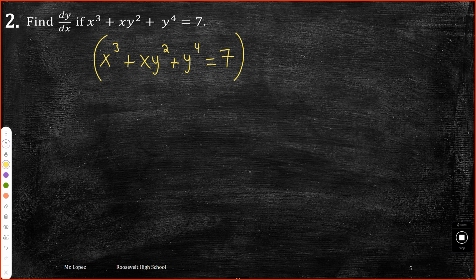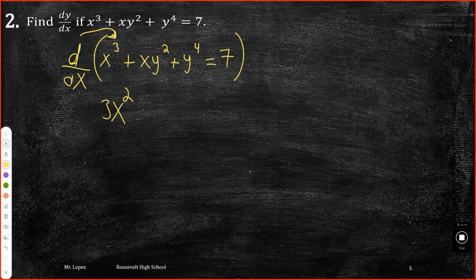I'm going to take d/dx of the whole thing. Let's go ahead and just do a weird looking d. d/dx of this whole thing. All right, let's go. I already pretty much presented everything you need to know, it's just let's do it now. What's the derivative of this first term? 3x squared, times dx.